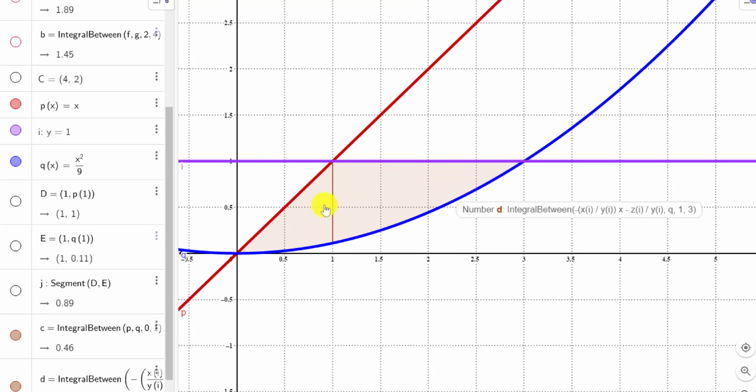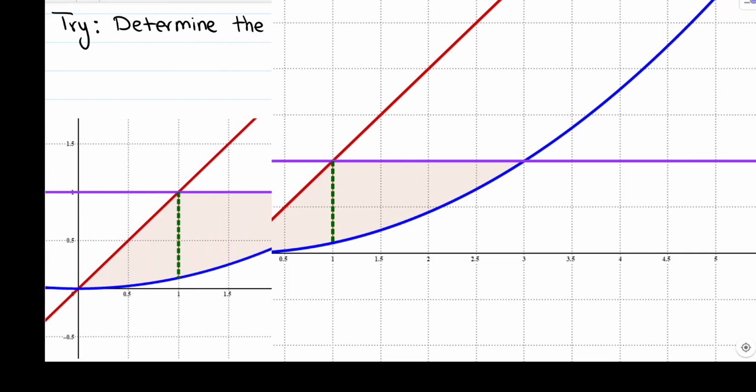Okay, so looking at this graph, we can see we need to break this up into two pieces. You see how we have a function here, which is our upper bound, and then the upper bound right here changes, which means that we're going to segment it where the upper bound changes. So our first integral is going to be this area, and our second integral is going to be this area.